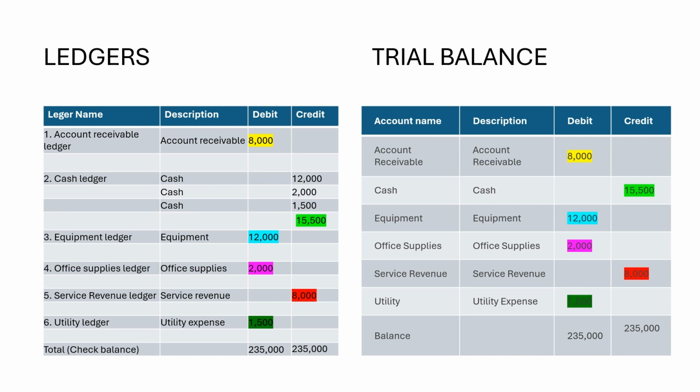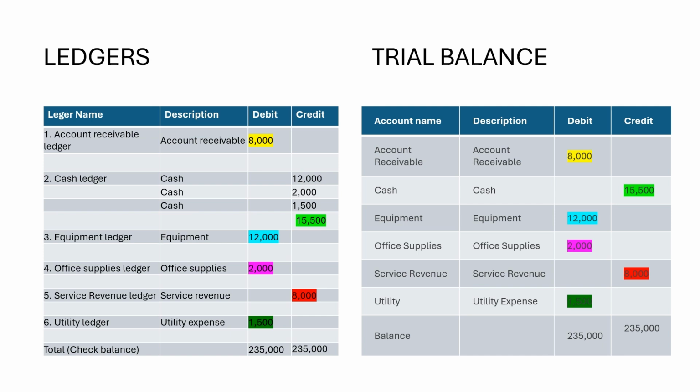The cash ledger has 3 entries, all on the debit side. Therefore, the total of the cash ledger on the debit side is 15,500. The 3 cash entries can be combined because they all relate to cash transactions. Instead of listing multiple cash transactions separately, you can summarize them into a single entry. All the other ledgers, including, for example, accounts receivable, equipment, office supplies, service revenue, utility, are all single ledgers, meaning they appear once only in the trial balance.